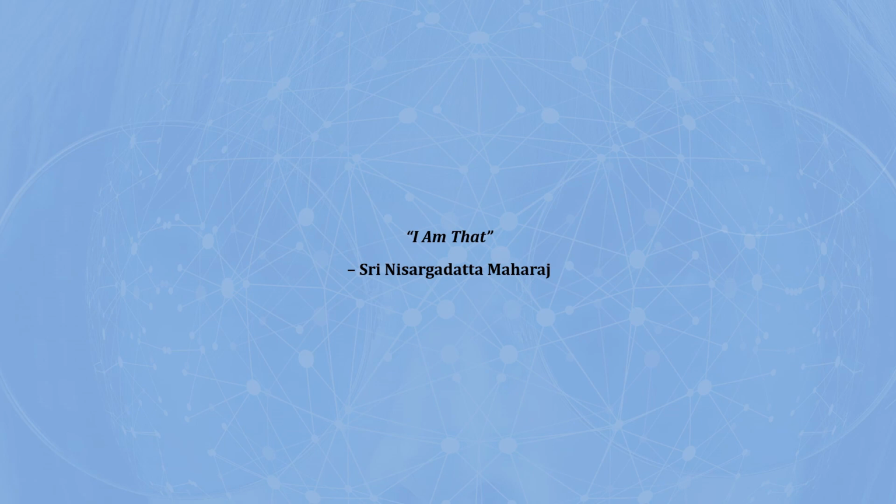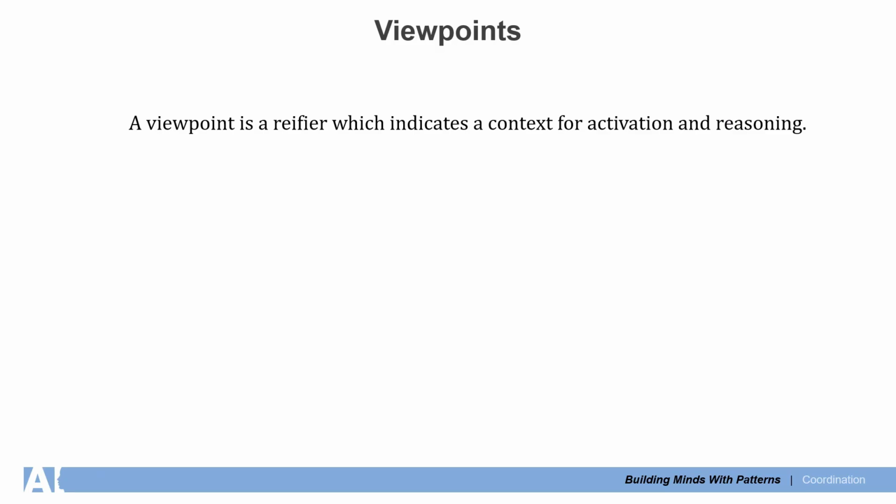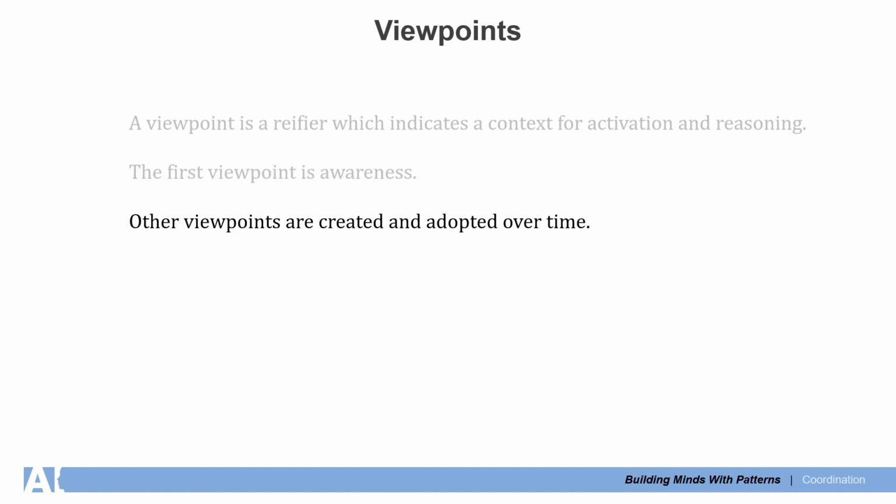"I am that." Sri Nisargadatta Maharaj. Maharaj meant that the only true statement that can be said of a person is that they are aware, and by implication, they are awareness. A viewpoint is a reifier which indicates a context for activation and reasoning. The first viewpoint is awareness. Other viewpoints are created and adopted over time.